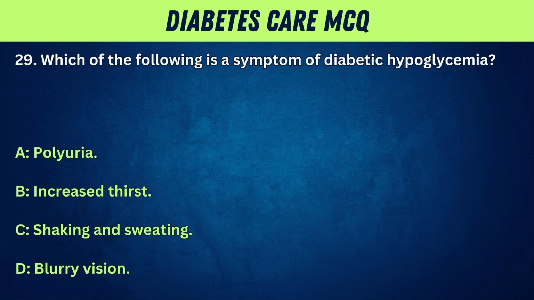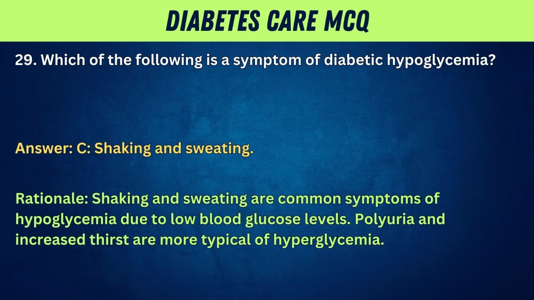29. Which of the following is a symptom of diabetic hypoglycemia? A. Polyuria. B. Increased thirst. C. Shaking and sweating. D. Blurry vision. Answer: C. Shaking and sweating. Rationale: shaking and sweating are common symptoms of hypoglycemia due to low blood glucose levels. Polyuria and increased thirst are more typical of hyperglycemia.